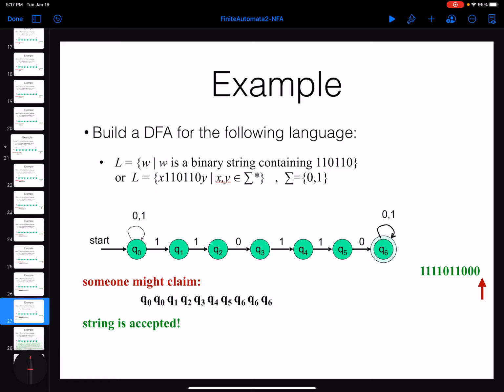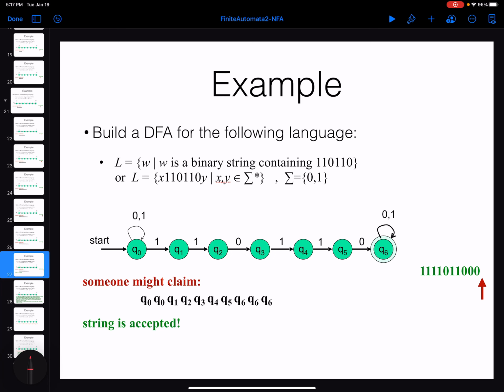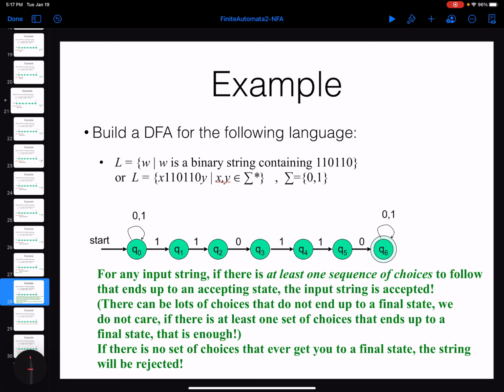So by this set of choices, this time the same string will be accepted by this machine. So which one is correct? Are we going to reject the string or are we going to accept the string? The property of NFAs is that for any input string, if you can find at least one way to reach a final state by reading all of the tokens in the string, you will accept the string.